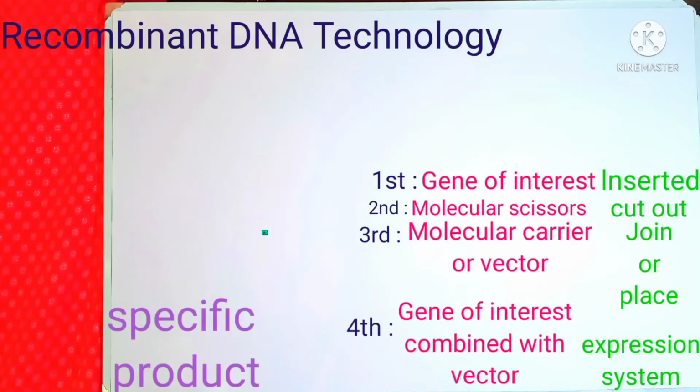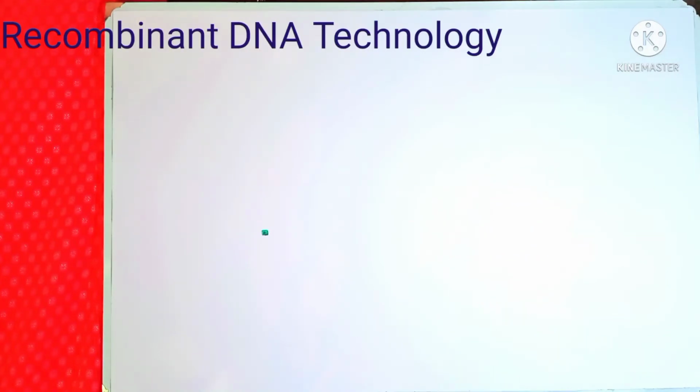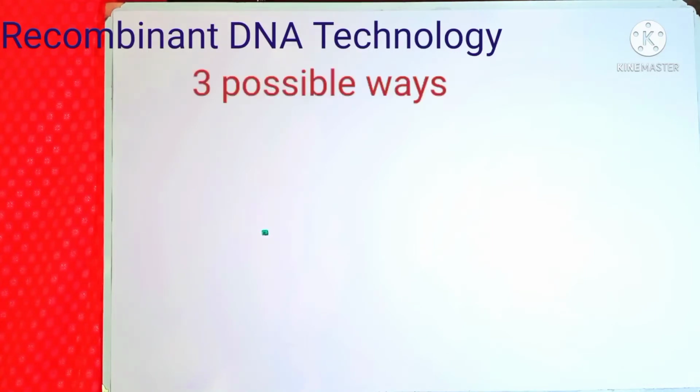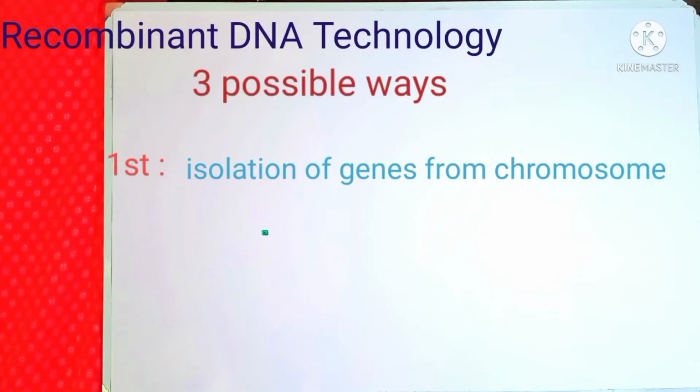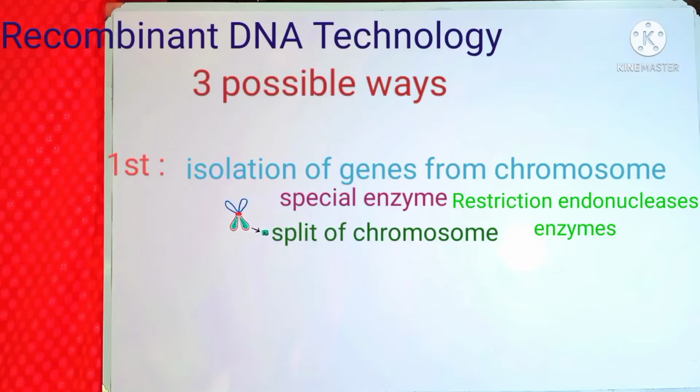Next, we will see how recombinant DNA technologists get a gene of interest or gene of choice. For obtaining a gene of interest, three possible ways are present. The first one is isolation of the gene from the chromosome. That is a simple and common method for obtaining a gene. In this method, genes can be obtained from the chromosome by splitting the chromosome on the flanking sides of the gene by using a special enzyme that is known as restriction endonuclease enzyme. That is the same enzyme present in the form of a molecular scissor.